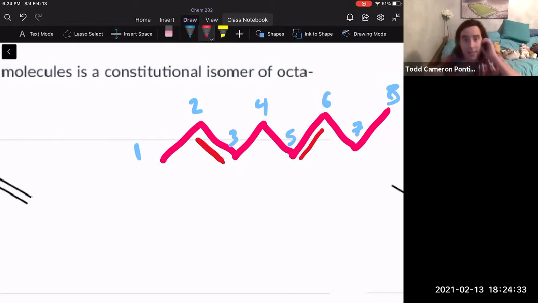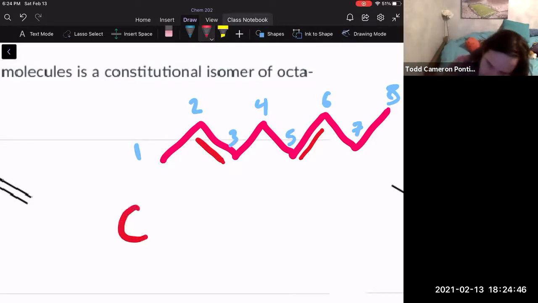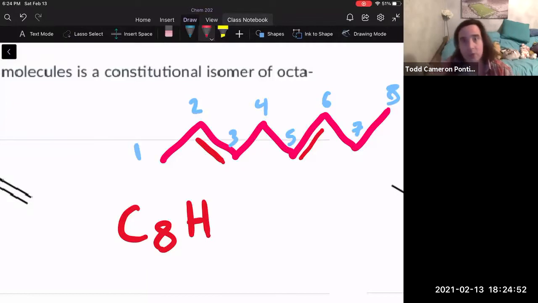Now at this point, we can either count out all the hydrogens if we want to get the formula. We don't necessarily need to do that though. We can use degrees of unsaturation instead. So either way works perfectly fine. If you want to count the number of hydrogens, you can. The formula is going to be C8 by virtue of oct. And then it's going to be H. There's 2 degrees of unsaturation.